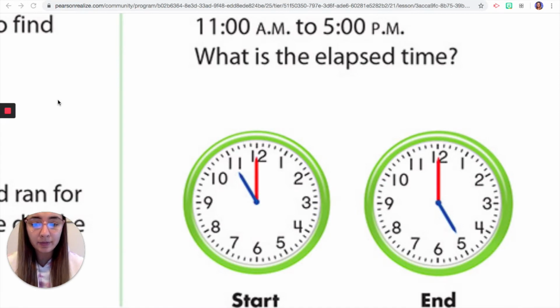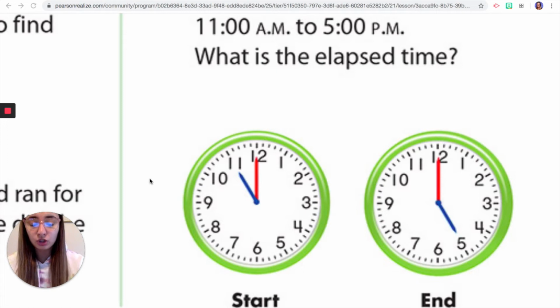The next example that we're going to do, it wants us to go from 11 a.m. to 5 p.m. So it wants to know how much time has elapsed. So you can see here, the first clock, it's showing the hour hand on 11, the minute hand is on the 12, which gives us 11 o'clock. This clock right here, sorry, shows us 5 p.m. It shows the hour hand on the 5, and the minute hand on the 12, which shows us 5 p.m.